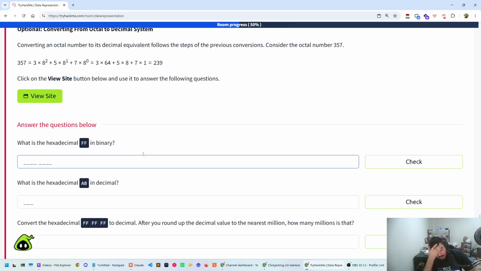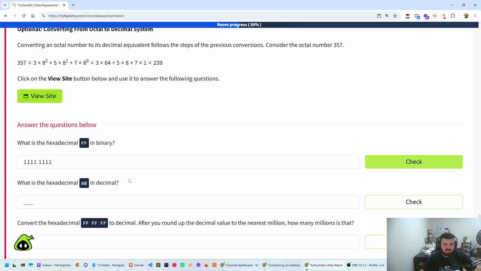Okay. Now, if you want to get FF in binary, this is like the biggest number. So these are going to be all ones. I don't even have to think about it, because F is the highest hexadecimal digit. It is 15. And we know that in binary, four ones or 4 bits of ones is 15. It is the highest number that you can get.